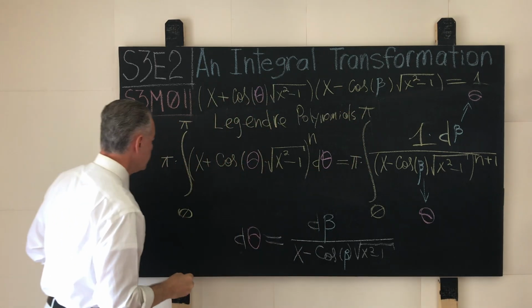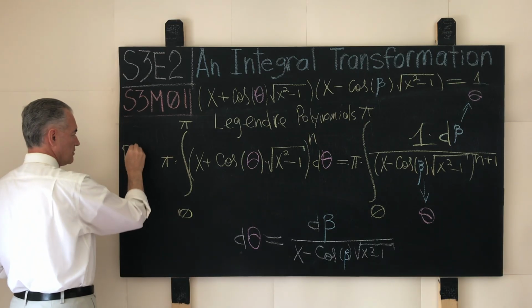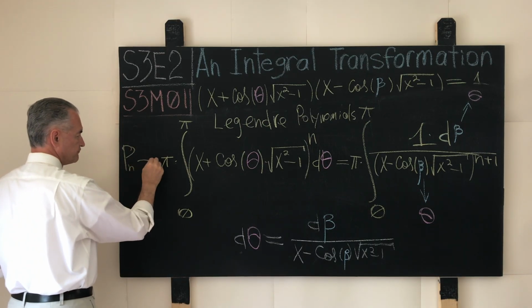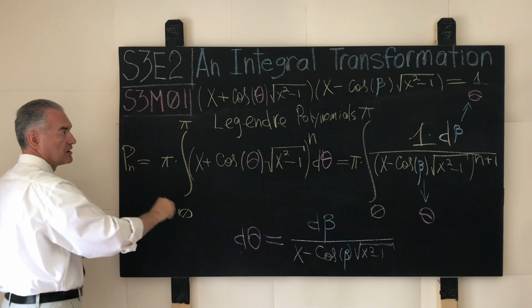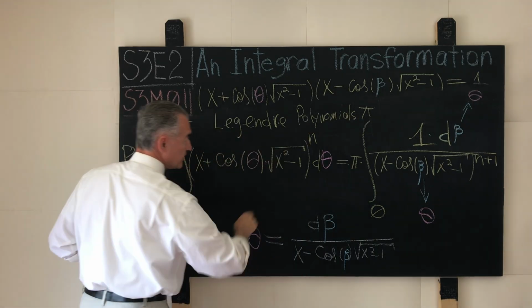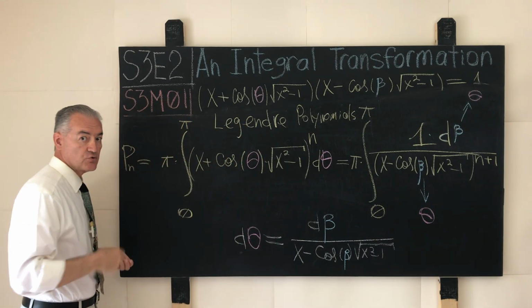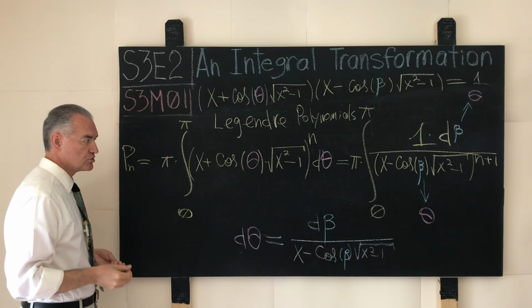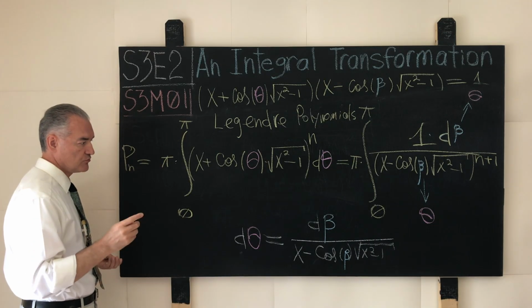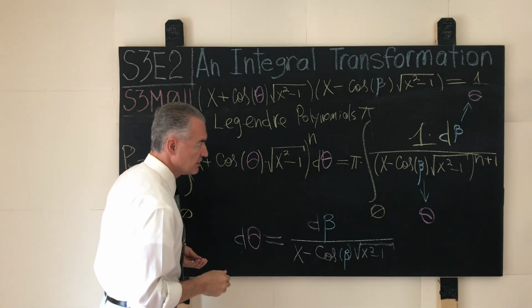Of course, this will be P of n. Legendre polynomials, these are the guys. These are usually represented or introduced as the solutions of a certain differential equation of order 2, but for us it's not really that important.